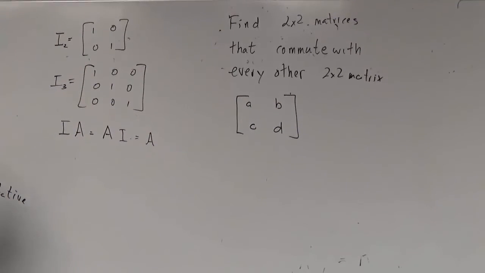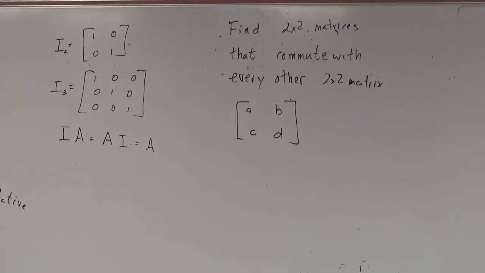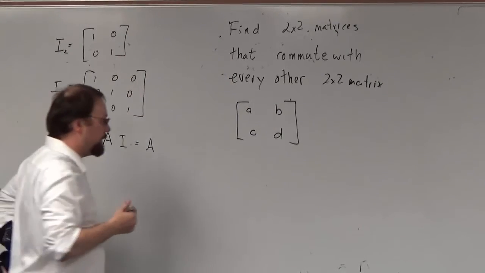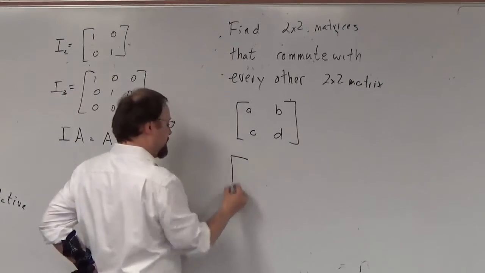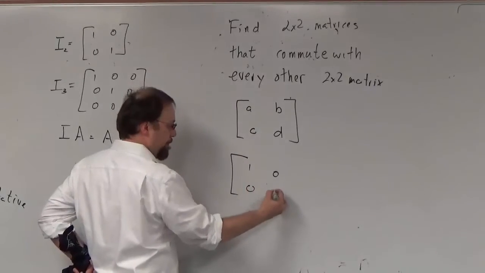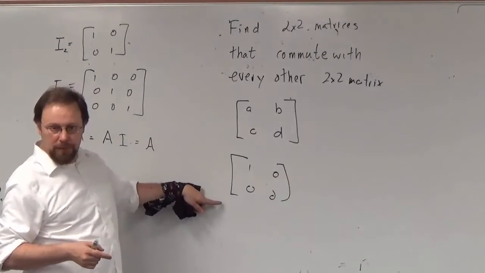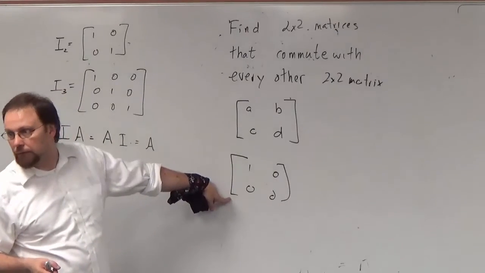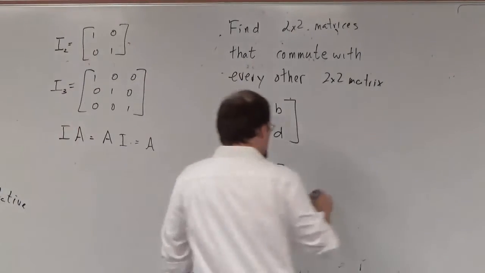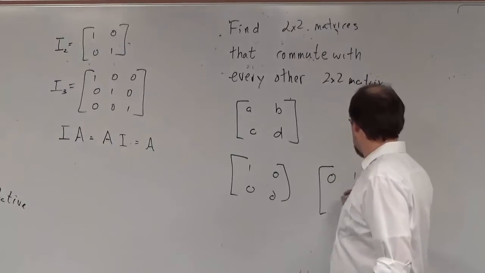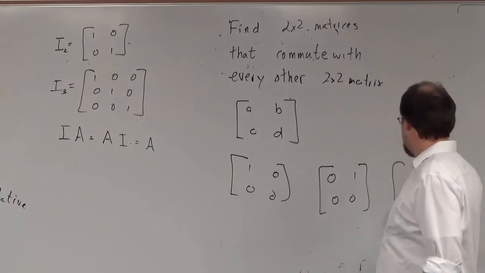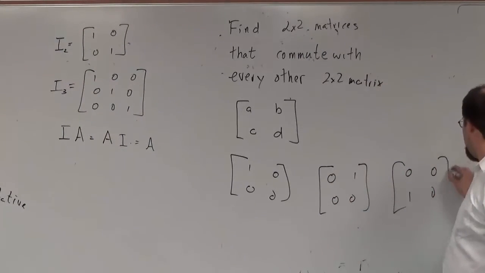Well, so what you can do is think of very simple 2x2 matrices, and these are the simple ones I'm thinking of. If this matrix is to commute with every other square matrix, it would have to commute with this simple matrix, and this simple matrix, and this one, and this one.